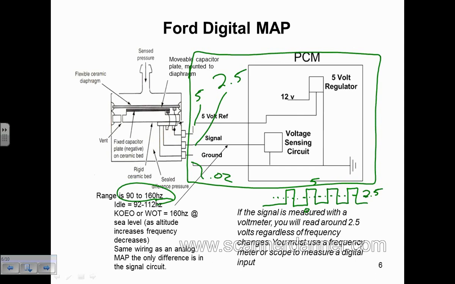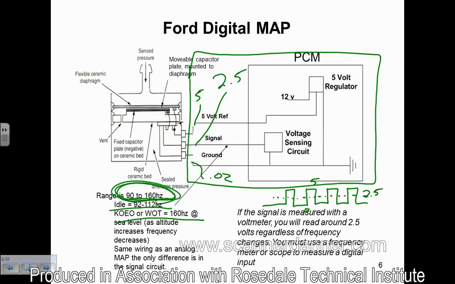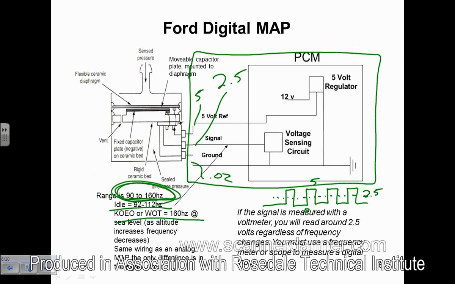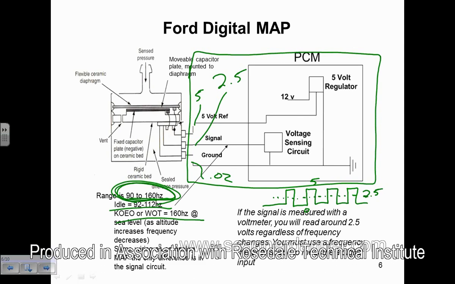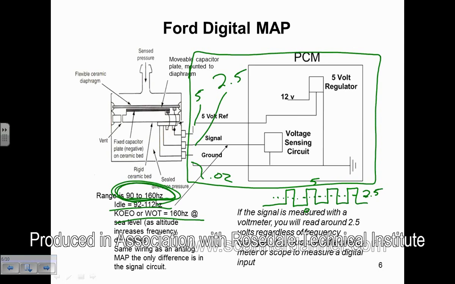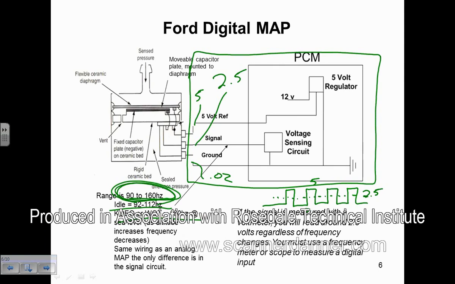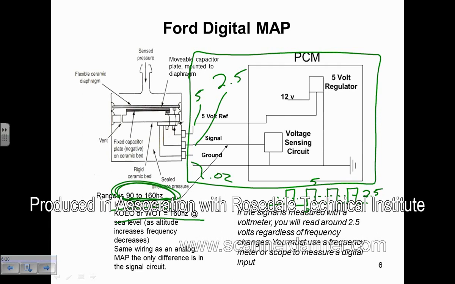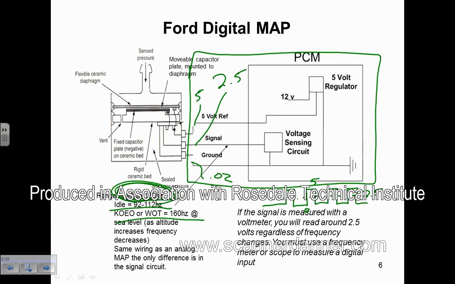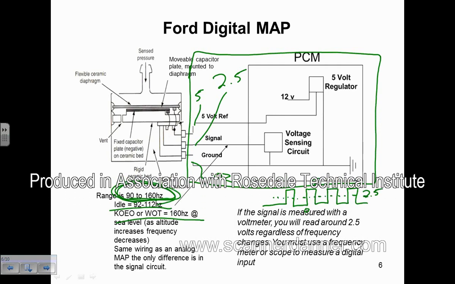You have to switch your scale to a frequency scale, Hz, on your multimeter, and then you'll see this kind of number right here. So I'm giving you a number: 92 to 112 at idle, key on, engine off, and wide open throttle, around 160 hertz at sea level. We're about 156 here in Pittsburgh, roughly 160 at sea level, and 152 to 158, somewhere in that range, will be here for our altitude.